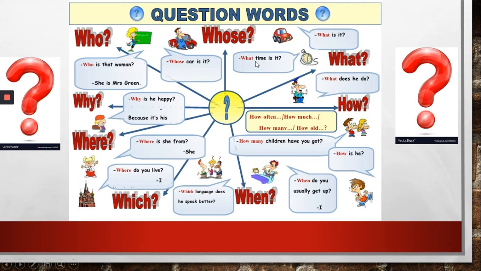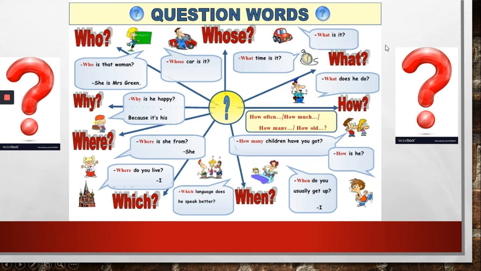First, let's see something about question words. You have here question words written in red. Let's see. First one, who refers to people. You have here an example. Why refers to reason or explanation. Where refers to position or place. Which refers to choice or an alternative. When refers to time, occasion or moment.